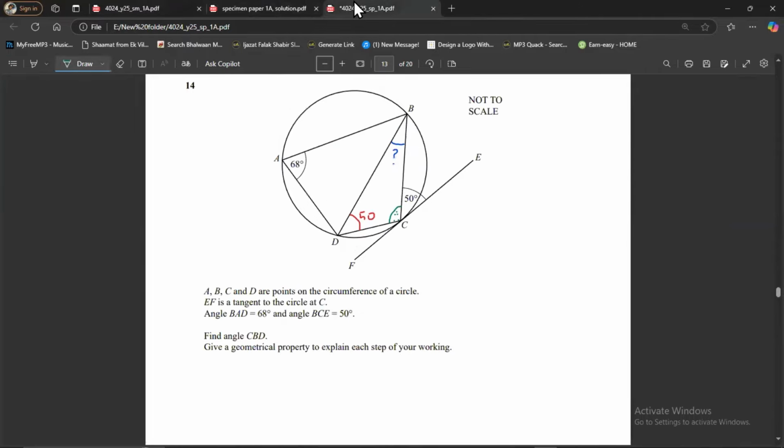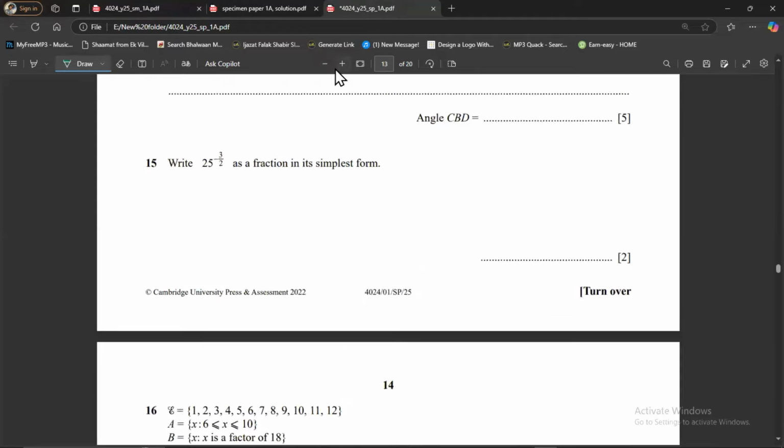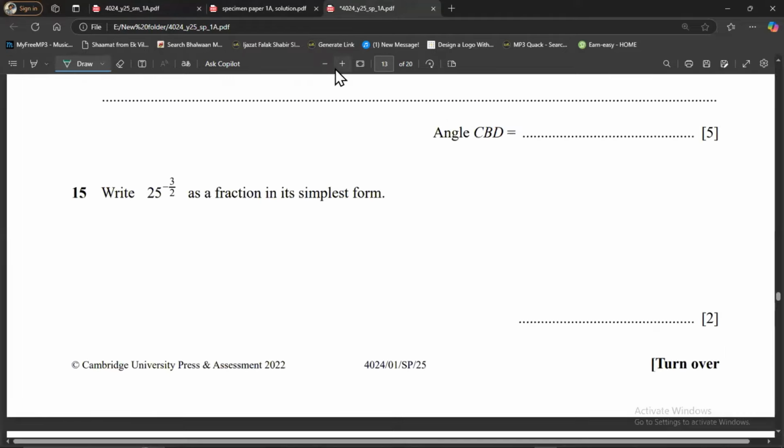Okay, so my dear students, we are going to the next question. The next question coming up on your screen is question number 15. It says, write 25 raised to power minus 3 by 2 as a fraction in simplest form.